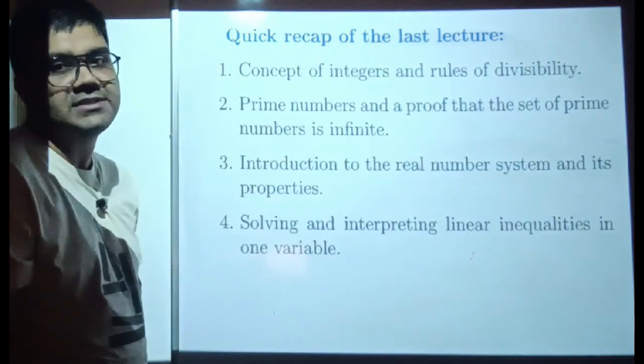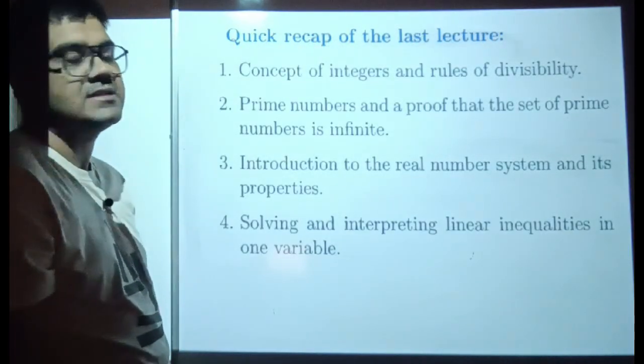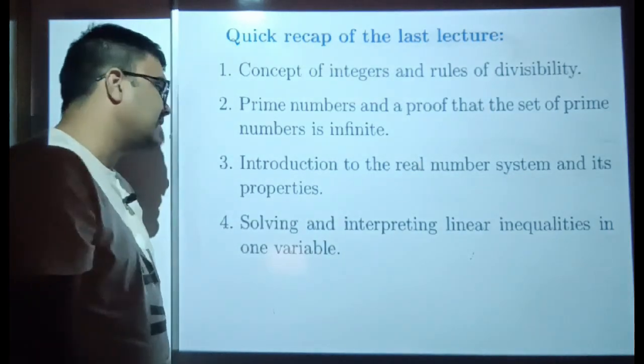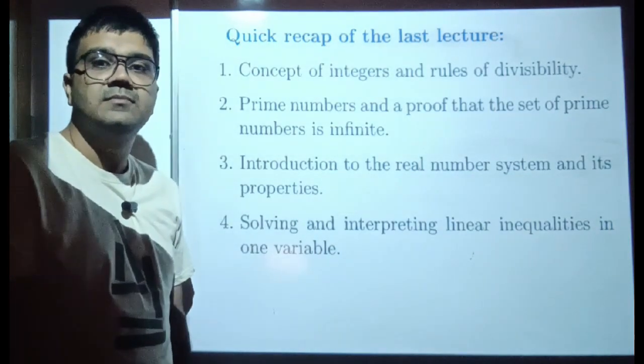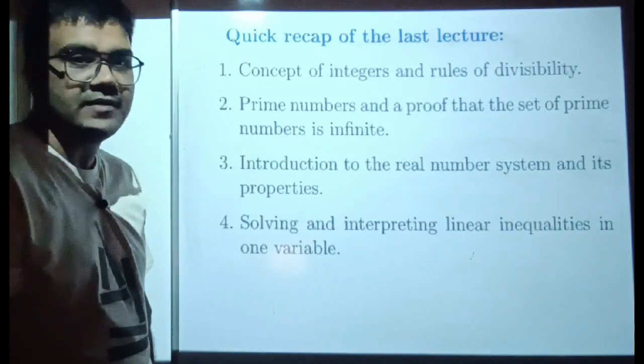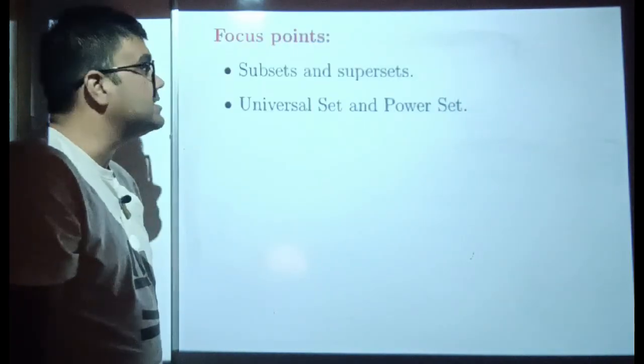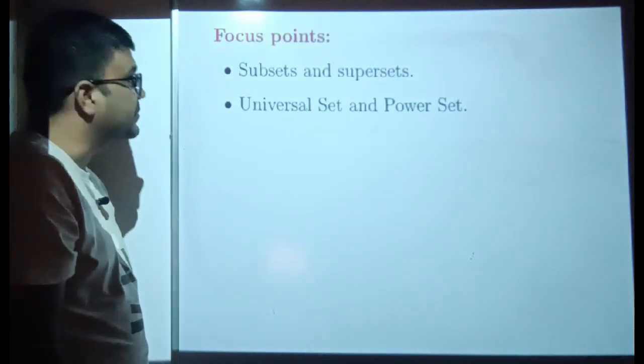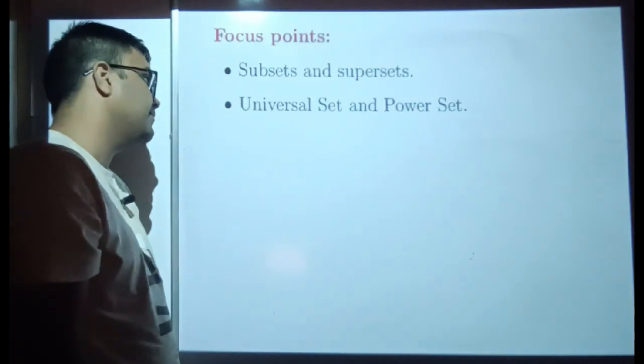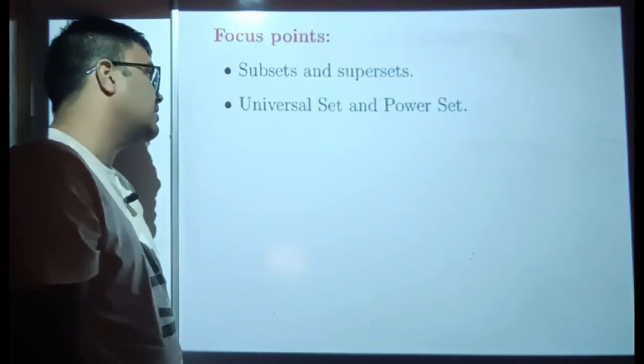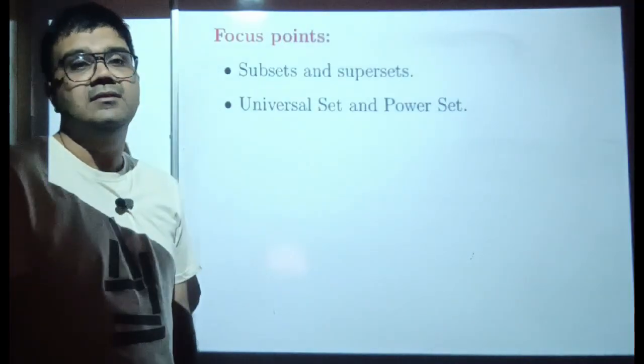It consists of rational and irrational numbers. We have seen some examples over there. And finally we solved some linear inequalities in one variable. Now in this next lecture we will talk about subsets and supersets, and then we will look into the definition of universal set and the power set.